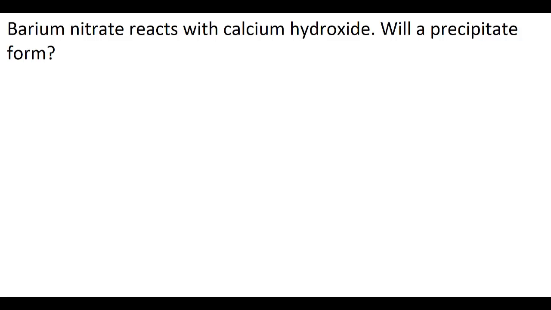In this video, I'll show you how to determine when a precipitate will form. The problem says that barium nitrate reacts with calcium hydroxide. Will a precipitate form? So the first thing you need to do is write the equation.